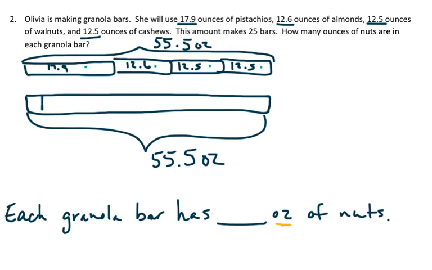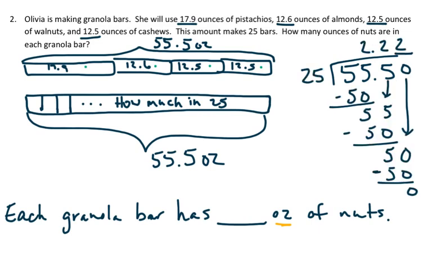So we would be dividing this into 25 bars, but I'm not going to do that. We're going to use our dot, dot, dot, and then I can just write how much in 25. Okay, so the problem would be 55.5 divided by 25. So for this division problem, I did have to extend another decimal place, which did not change the value of my dividend. And now I have an answer of 2.22 ounces of nuts in each granola bar.